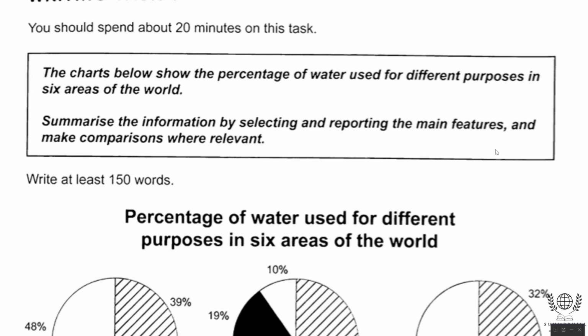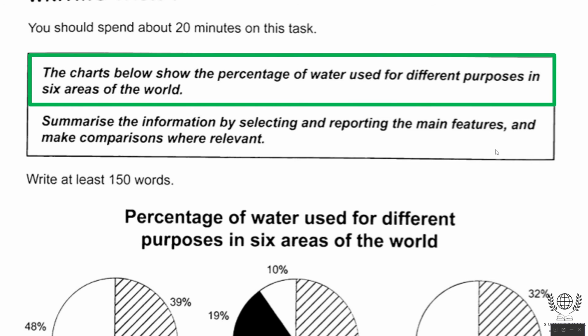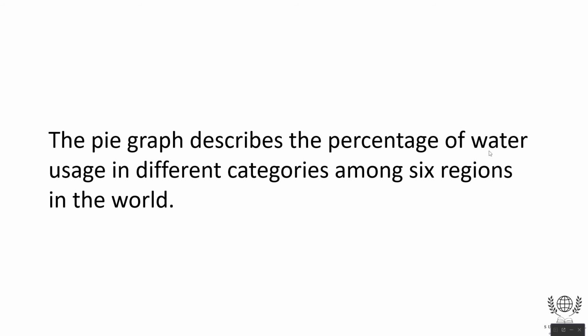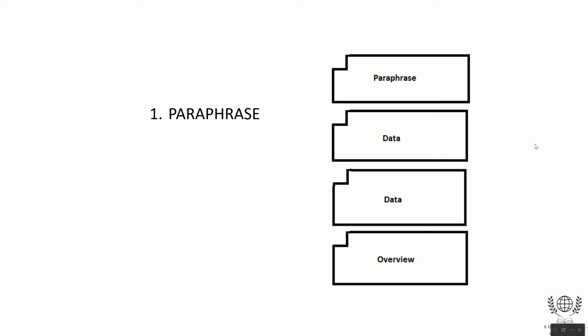It says here that the charts below show the percentage of water used for different purposes in 6 areas of the world. We're just going to paraphrase that one sentence here. Let's take a look at an example. The pie graph describes the percentage of water usage in different categories among 6 regions in the world. Right? Again, this gives us a perspective of what we need to do. Right? Our paraphrase is finished.